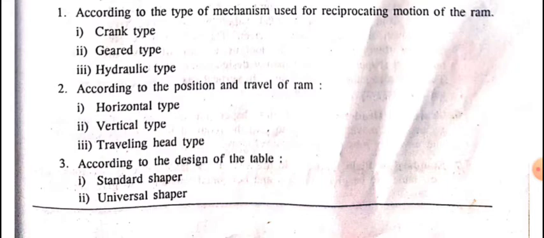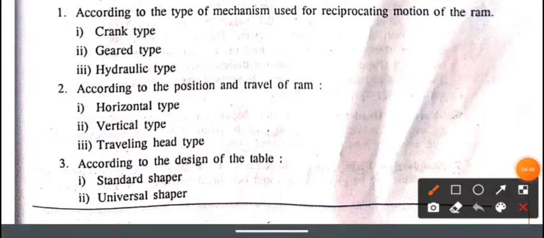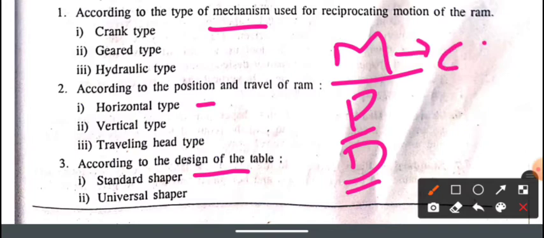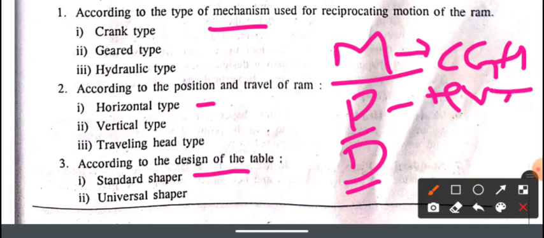So the main important thing you need to remember is the headings. What headings do you have to remember? Easily you can remember: according to the mechanism, according to the position, according to the design of the table. M, P, D: mechanism, position and travel of the ram, and design of the table. In the subcategories, crank type, gear type, hydraulic type, then horizontal type, vertical type, and travelling head type. And according to the design of the table, there are the standard shaper and the universal shaper.